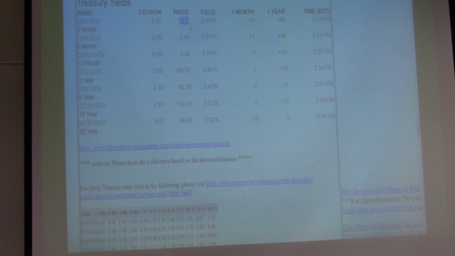Can somebody help me? Because you're making a 2.44 return in the whole year, but you hold it for only 3 months. So your yield should be 2.44 multiplied by 3 divided by 12. In a 3-month period, this is your return. So each bond is $1,000.